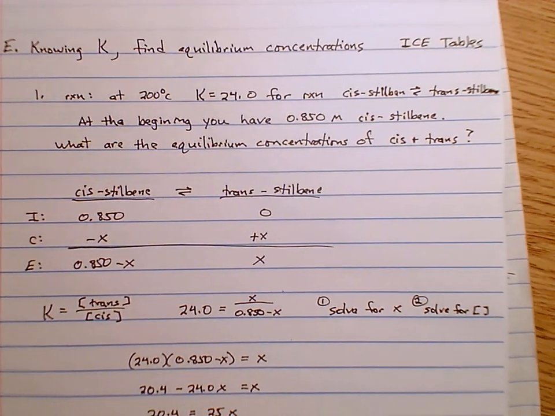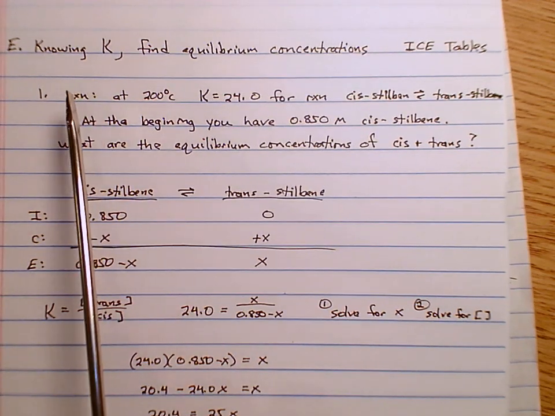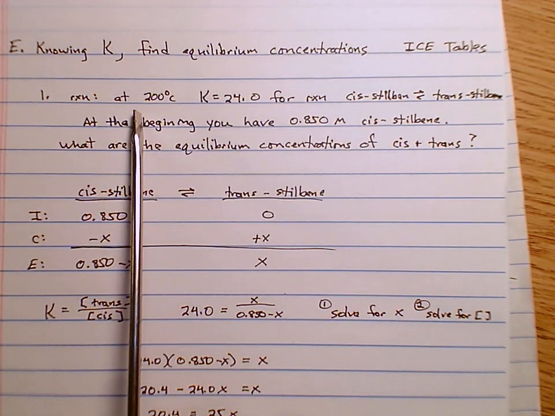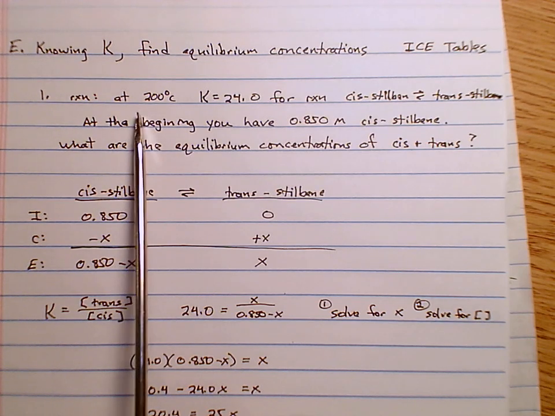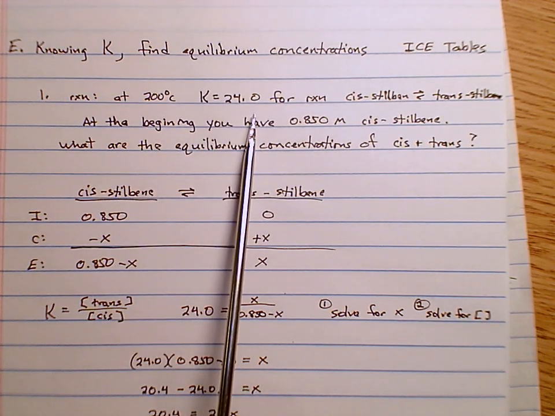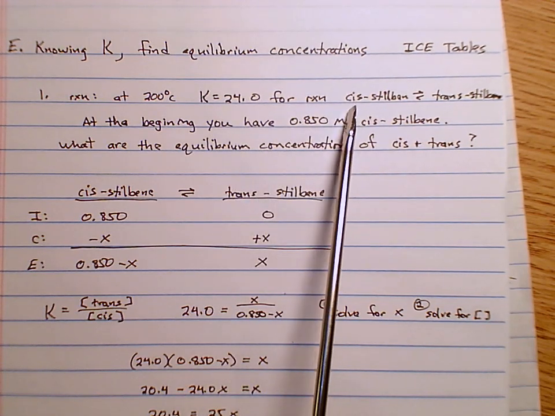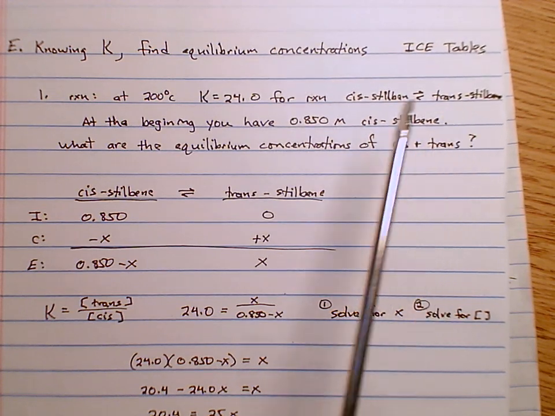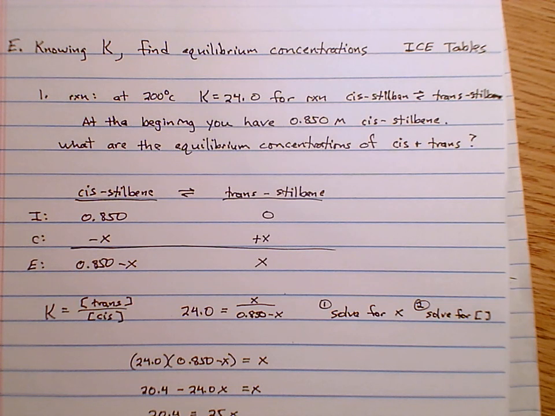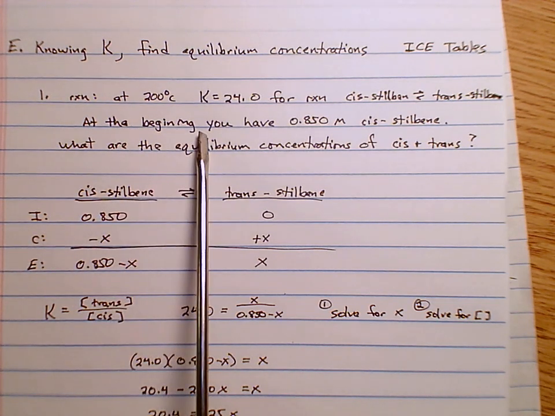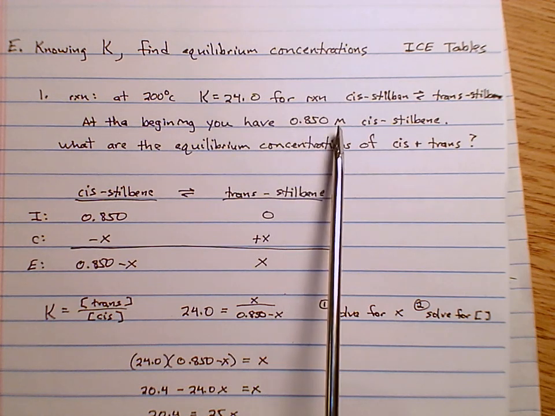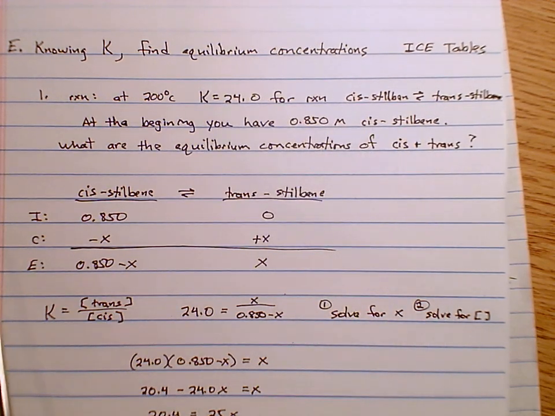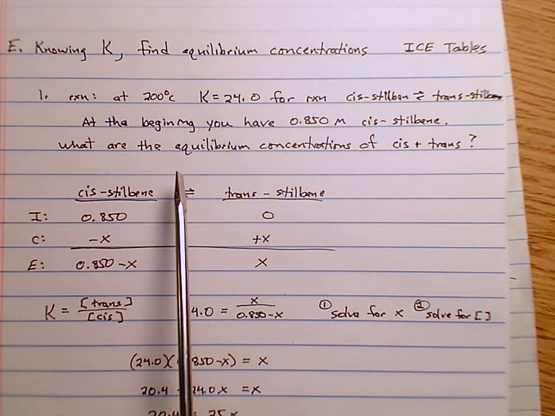All right. So here's an example right here. Say you have a reaction. Here's a reaction at 200 degrees Celsius. You find that the equilibrium constant is 24.0 for this reaction. A molecule called cis-stilbene is in equilibrium with the molecule trans-stilbene. At the beginning of the reaction, you have 0.850 molar cis-stilbene. You do not have any of the trans. Question, once you reach equilibrium, though, what are the concentrations of the cis and trans stilbene?